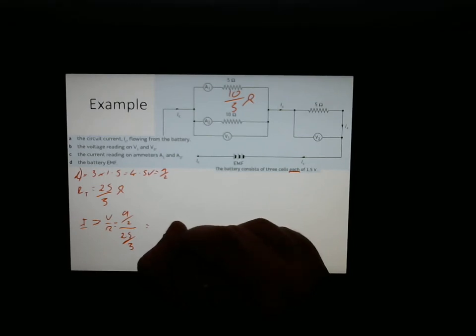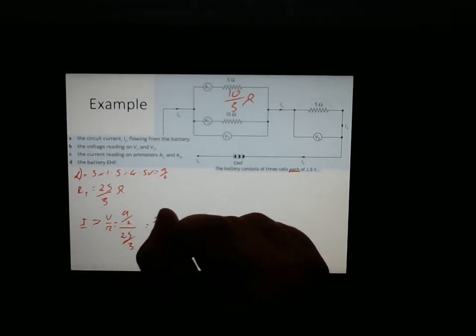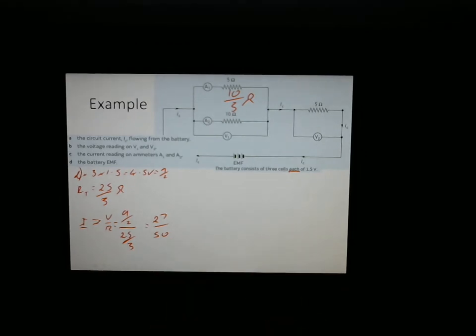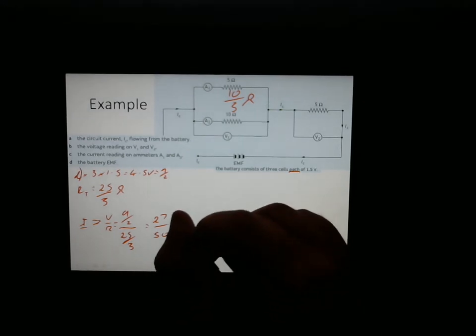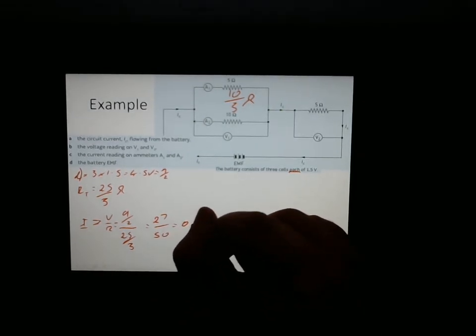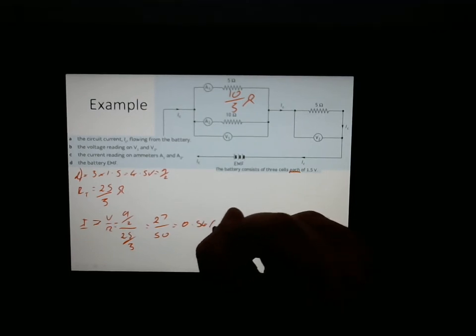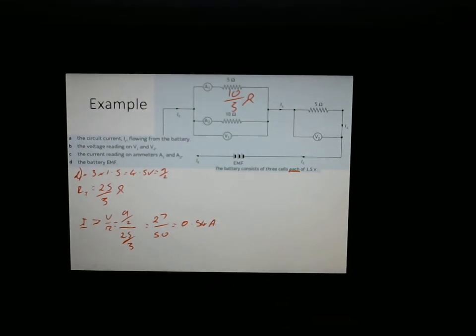So, the numerator was fine, 50, but 3 times 9 is 27. A little bit less of a nice fraction. 27 divided by 50 gives us 0. Oh, that's a good decimal. 0.54 amps. Cool. Okay, well there's part B.